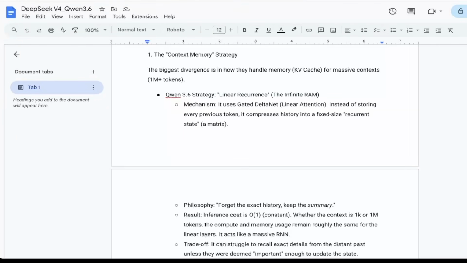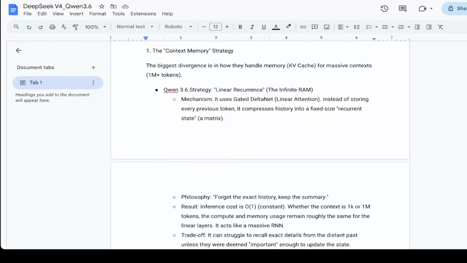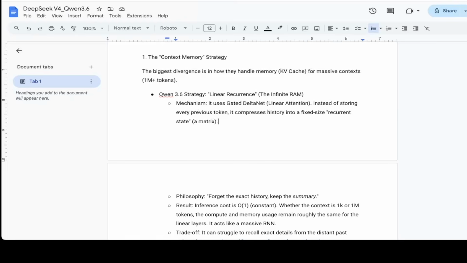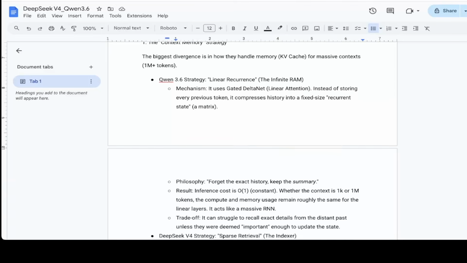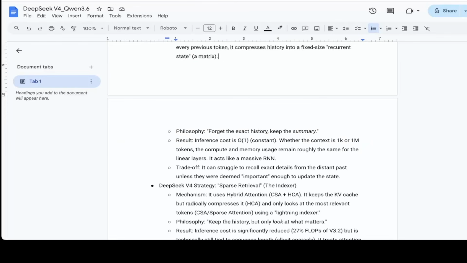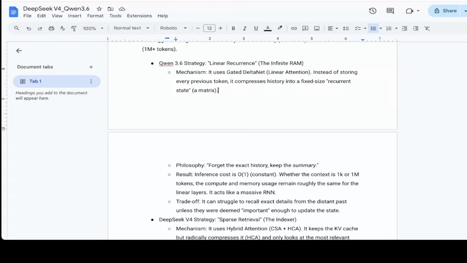So they basically both follow a less memory but more context approach. So they use less GPU memory and GPU compute, but they will actually retrieve and process more context, so more information. So if you look at the DeepSeek model, right? The DeepSeek model actually uses so-called sparse retrieval. So it's an indexer, but the Qwen3.6 strategy is a linear recurrence.